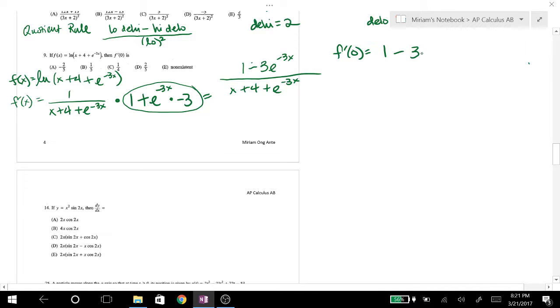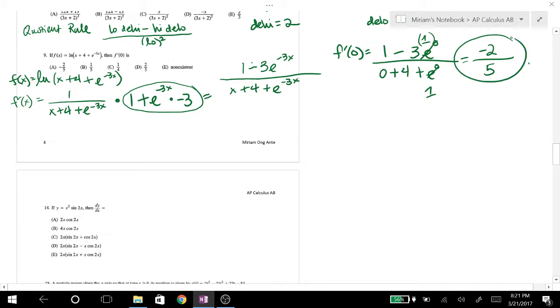1 minus 3 e to the 0, because negative 3 times 0 is 0, over 0 plus 4 plus e to the 0. So e to the 0 is just 1. So 1 minus 3 is negative 2, over 0 plus 4 plus 1 is 5. And this is my answer, A.